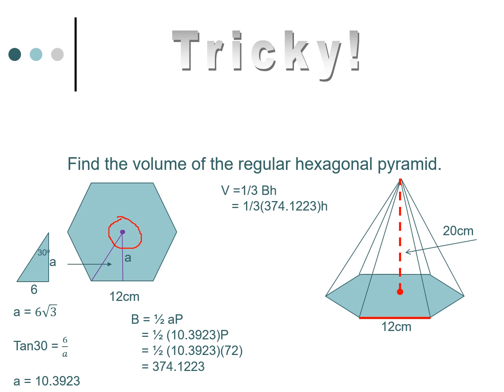All of that work just to find the area of the base, so you can plug it back into the original formula. The very last thing is just plugging in the height, which is 20 centimeters. All of that into your calculator will give us our final answer for the volume, 2,494.1487 centimeters cubed.